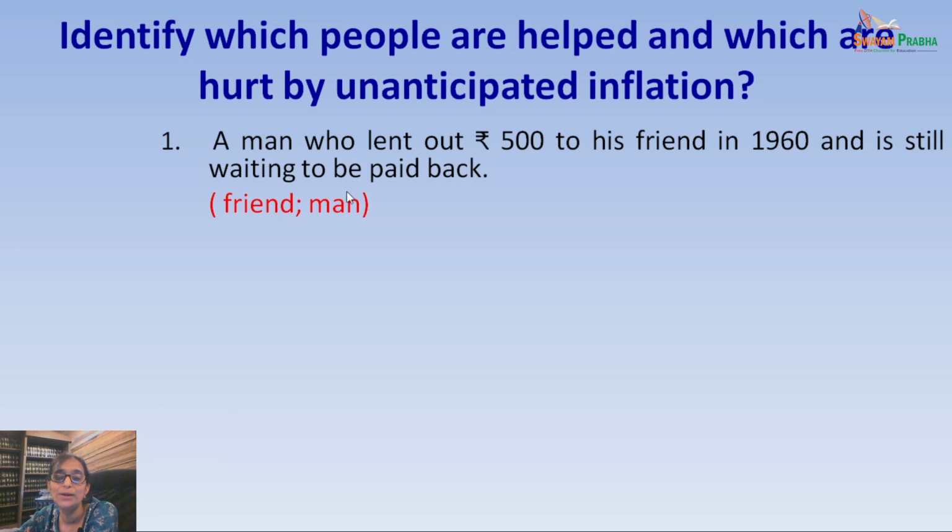Because he has still not got that money, and in the last 60 years, the value of this 500 may have become almost zero. But the friend who borrowed this money 60 years back, he will gain, because in real terms, the value of this 500 is very low. This is what we hear from our parents also many times, that earlier 100 rupees used to buy a lot of things. Today 500 rupees has no value. So over a period of time, this man who had lent is losing. He's going to be hurt by this unanticipated inflation, and the friend is going to gain.